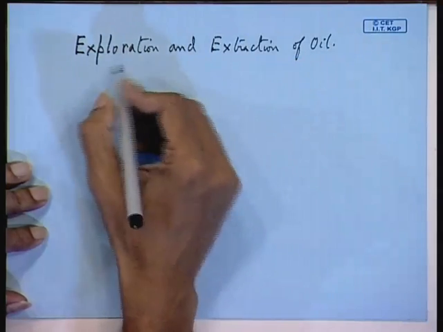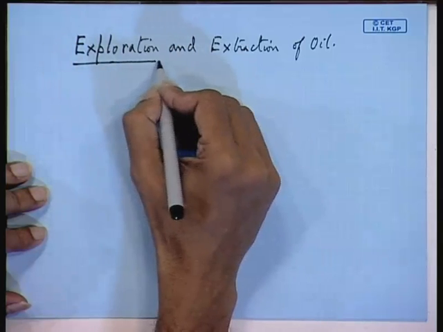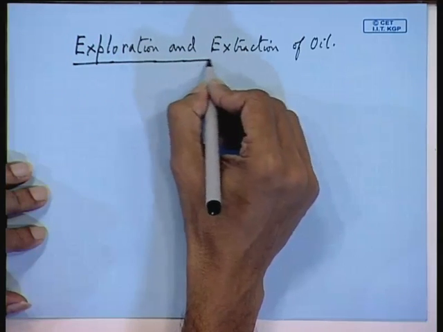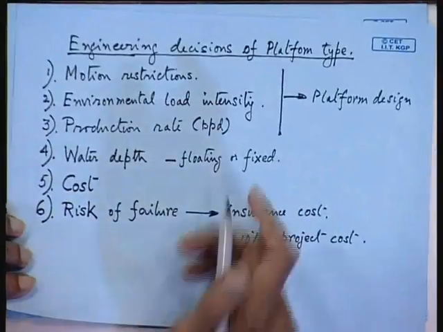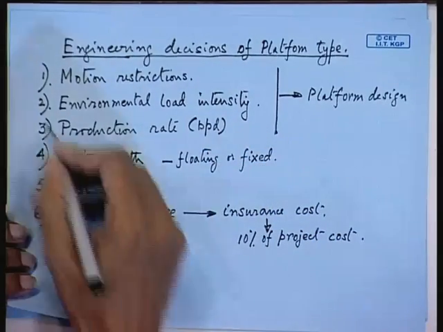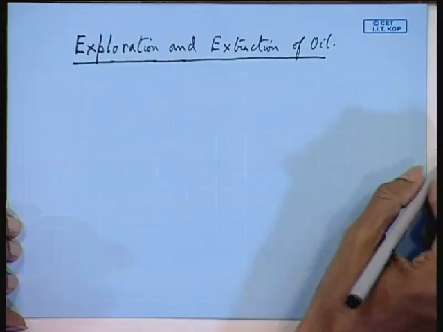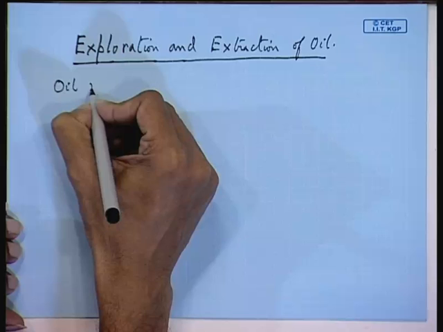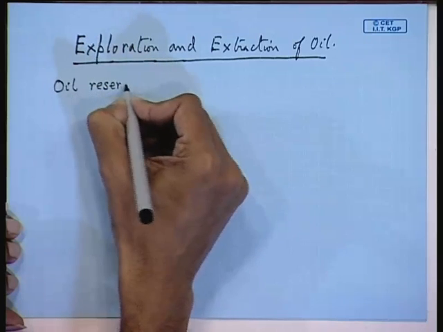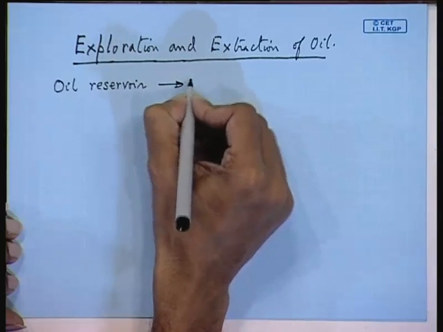So, that means before one goes to extract oil from the oil reservoir, I told you one parameter, that is the production rate. You have to decide on the production rate, number 3. Now, this decision you have to take depends on the oil reservoir, that is the quantity of oil.